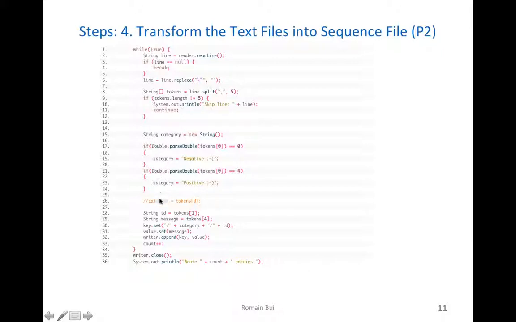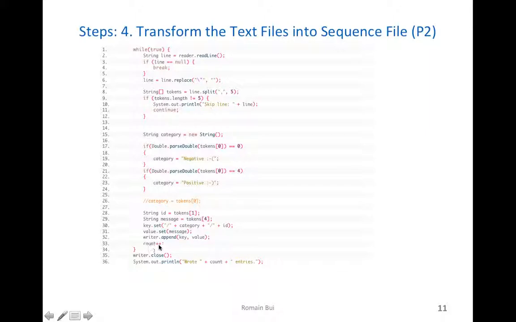So you do that, you get the category, then you have the ID, which is the second token, the message, which is the 5th token. Then you're going to say, okay, my key is /category/ID. That's how you design a key in a sequence file. Then the value is going to be the message, and writer.append, so you add to this writer the key value, and then you increment the line basically.